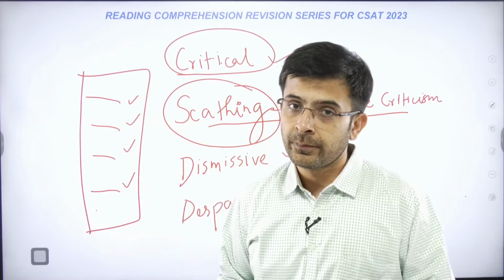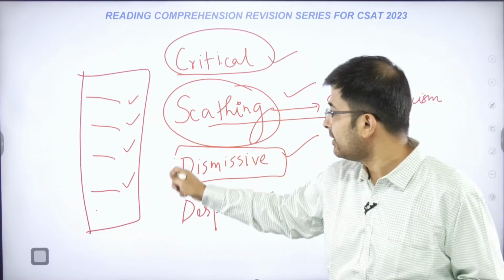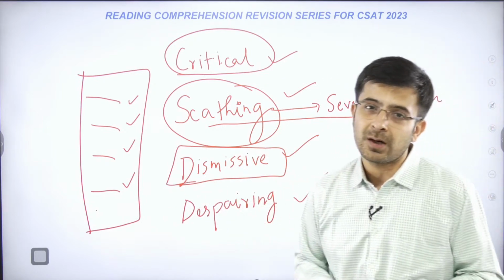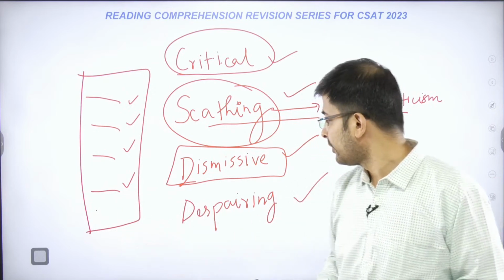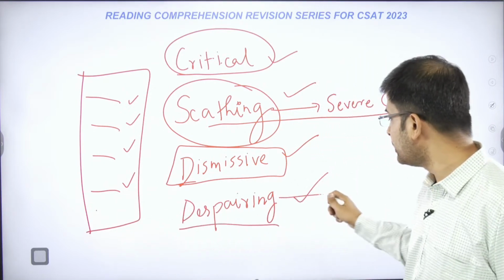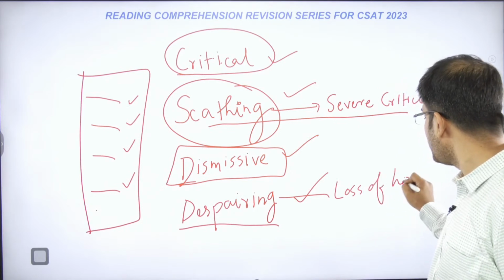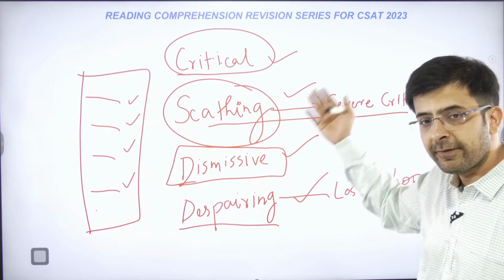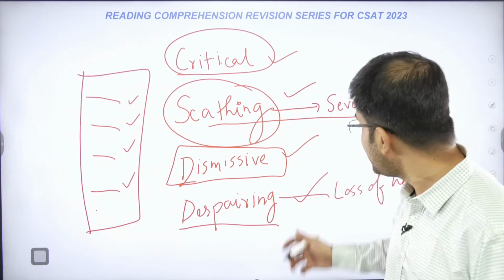of the author. Okay? Dismissive, again, if he's being completely to the sense saying, okay, it's not going to work out. You know, dismissive of someone. Despairing is loss of hope. Okay, you don't need to write it down right now, because we will be doing a list of words for your understanding. So these are the sense.